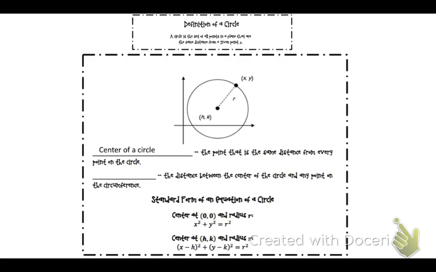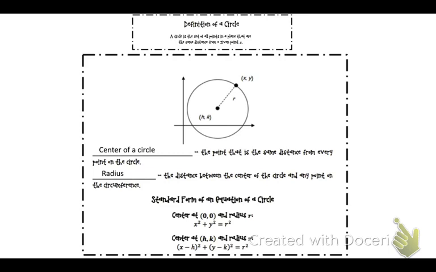A circle is a set of all points in a plane that are the same distance from a given point. You should know what a circle is. The center of a circle is the point that is the same distance from every point on the circle. And then the radius is the distance between the center of the circle and any point on the circumference.